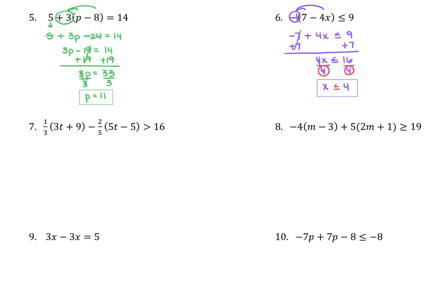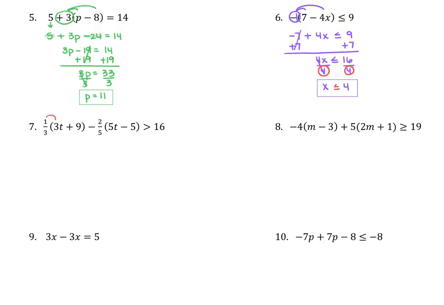All right, number 7 looks pretty complicated, but it's actually pretty simple if you just stick with the same steps I've been reiterating. So I'm going to simplify the left-hand side of the inequality first. Notice I have some parentheses, so that's a dead giveaway. I'm going to be distributing. So I'm going to take 1/3 and multiply it by 3t first. So 1/3 times 3 gives me 1.